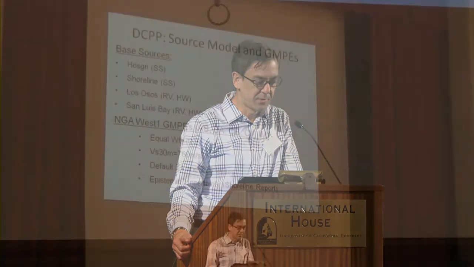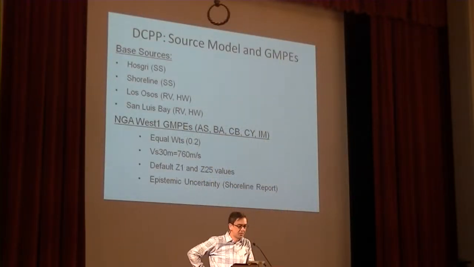We've given equal weights to those. We've used the VS30 of 760, used the default Z1 and Z2.5 terms, and as well used the epistemic uncertainty model that's in the Shoreline report.